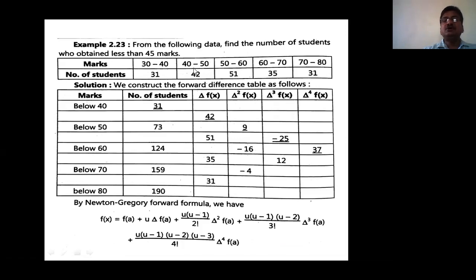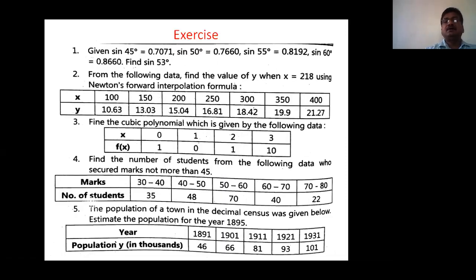How many students obtain less than 50 marks? 73. And how many students obtain marks less than 40? 31. So the answer must be between 31 and 73, and the answer is 48. So these are some exercises or problems for homework.